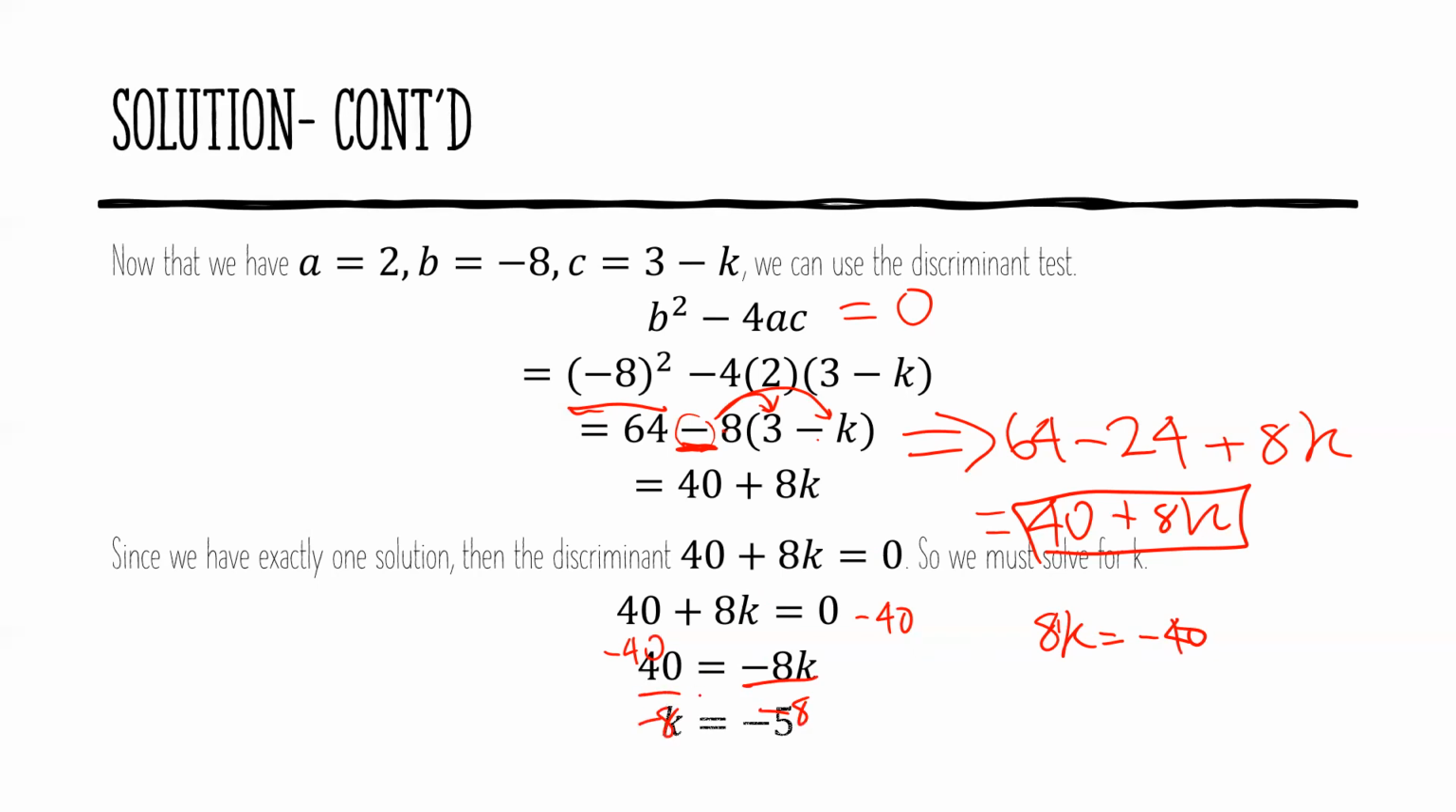We're going to divide by negative 8 on both sides. And then we end up getting k is equal to negative 5. And that means our k value is equal to negative 5 there. With these questions, I feel like the best way to go about this is just to practice, right? You need to do it a couple more times for you to kind of understand this.